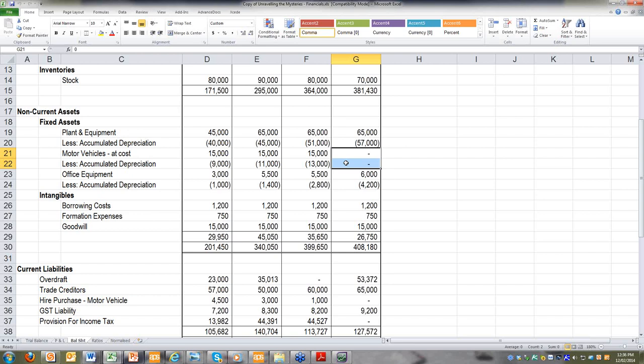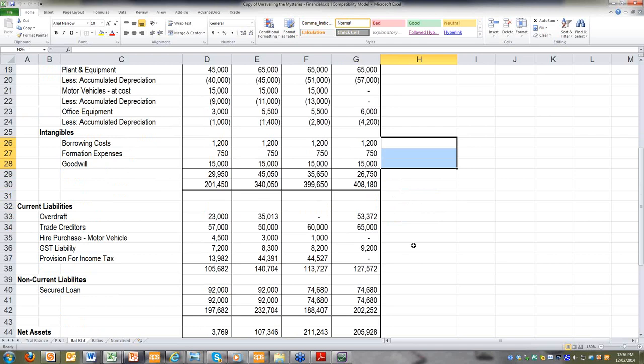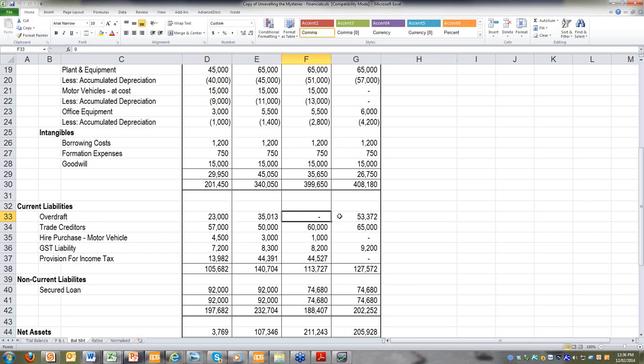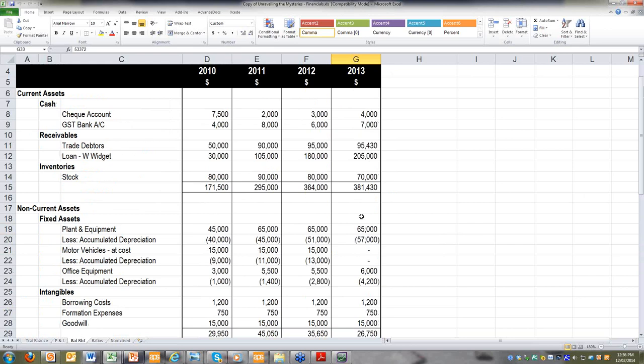Office equipment hasn't changed, and there's some odds and ends which, whether they have value or not, you'll deal with accordingly. We're looking at the overdraft. The overdraft initially started increasing, then it was repaid, and now has come back in full. So we're now at $53,000 as our overdraft, which obviously is an indication of cash flow. Is there a cash flow problem happening in this business? Is that partly to do with the loan to Widget? Is he just drawing extra money out of this business?